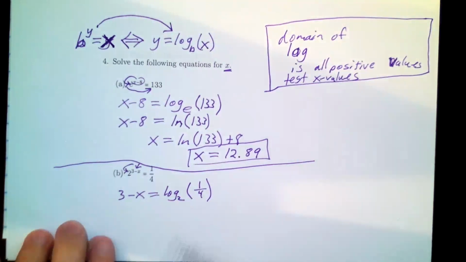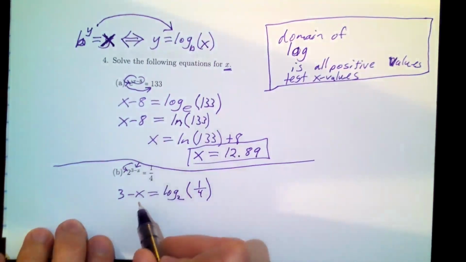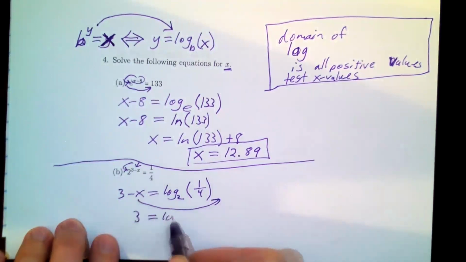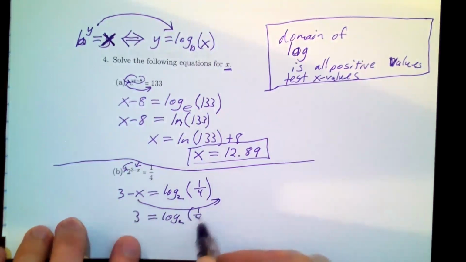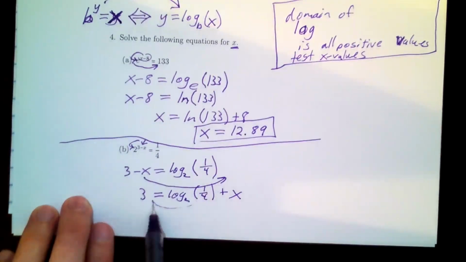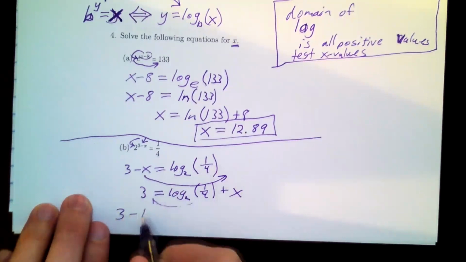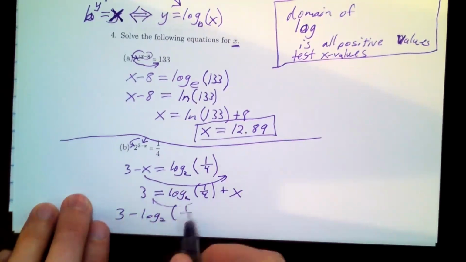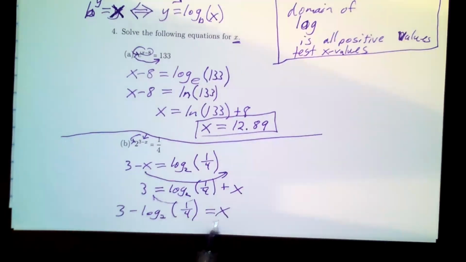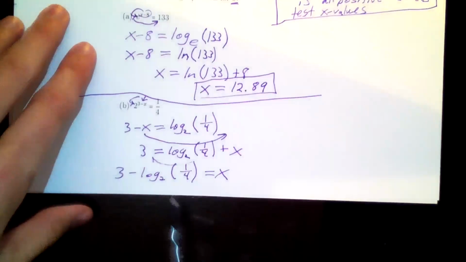So let's take this x maybe and add it to the other side so that you get 3 equals log base 2 of 1/4 plus x. Now let's take this little guy and subtract it from this side. You have 3 minus log base 2 of 1/4 is equal to x. Now this is a value for x, just like I had last time. x is 3 minus log base 2 of 1/4. You can solve this. This is something we can put on our calculator.